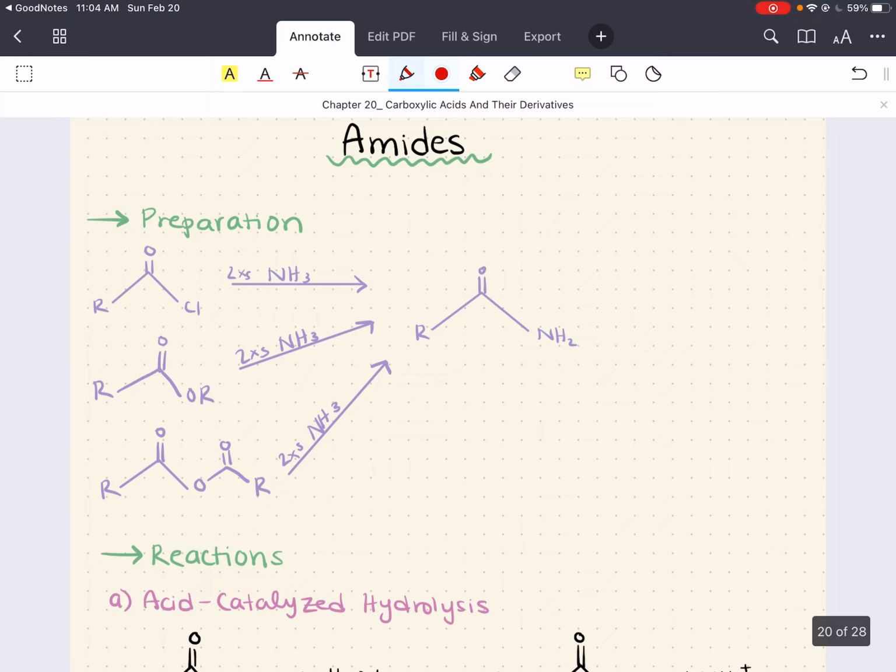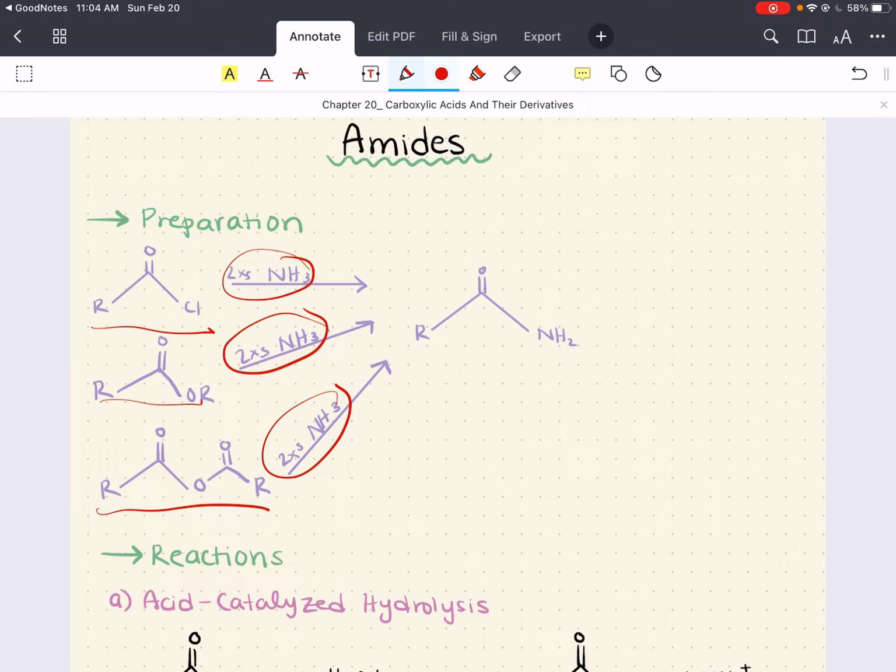With amides, amides can be prepared from any one of our carboxylic acid derivatives. You can just treat it with amines. You can treat any of our carboxylic acid derivatives, acid chlorides, acid esters, acid anhydrides, with amines, and you get an amide. That is fantastic.